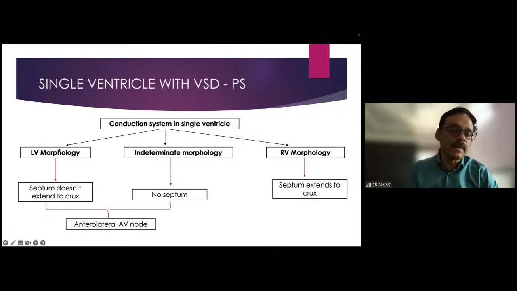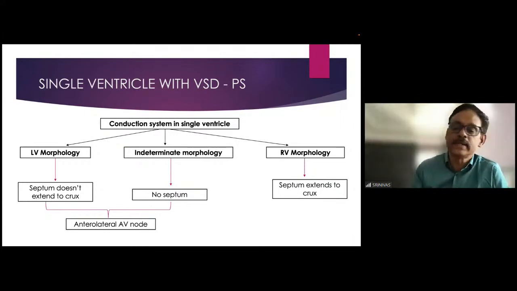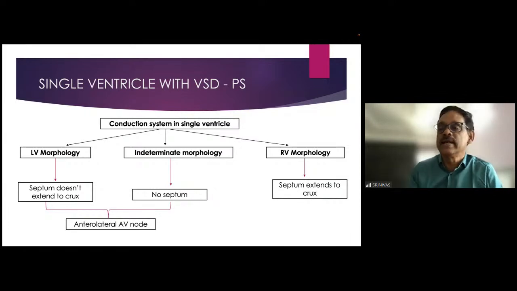So though there is a septum in left ventricular morphology single ventricle, it does not extend to the crux. In indeterminate morphology single ventricle, there is no septum at all, so there is no crux. So in these two situations, we expect a well-developed anterolateral AV node, which is connected to the conduction system, but not the regular posterior AV node, just as I mentioned in one of my previous slides.